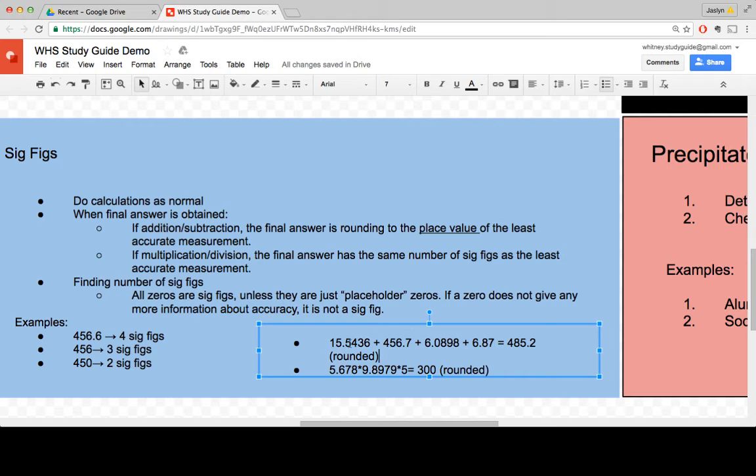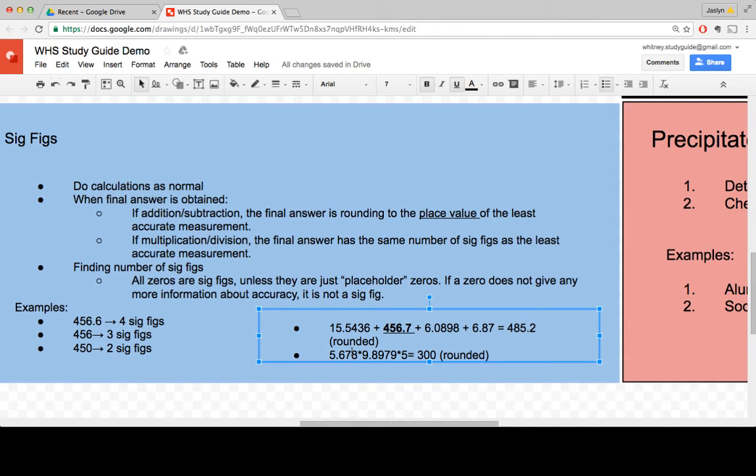So addition and subtraction, you look at the place value instead of just the number of sig figs. So here we have very accurate, very accurate, very accurate. The least accurate, let's see, is to the 10th place. So whatever your final answer is, it's going to be rounded to the 10th place because this is the least accurate number. Everything else goes on beyond the 10th place, but this stops there. So you're going to have to stop with it too.